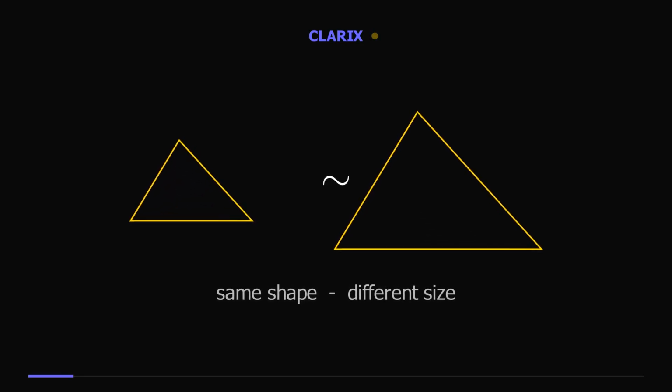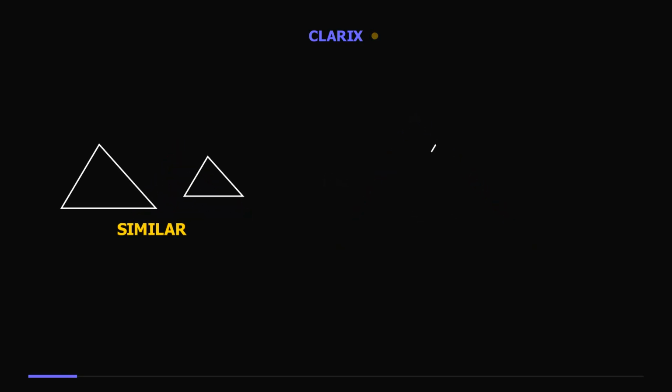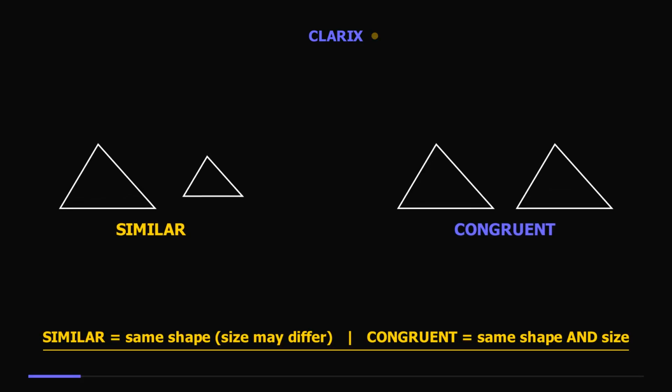Let's build it. Two figures are similar if they have the same shape, but not necessarily the same size. The same photo printed small and large. Now, if two figures have the same shape and the same size, we call them congruent. Congruence is the stricter idea. Same shape and same size too.